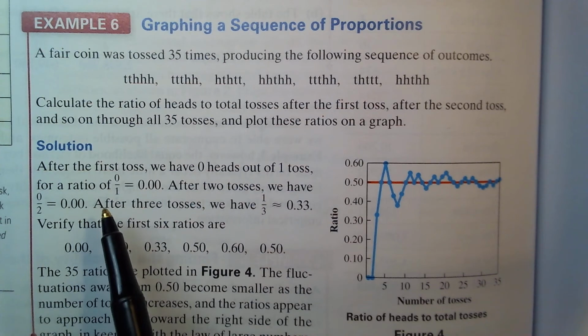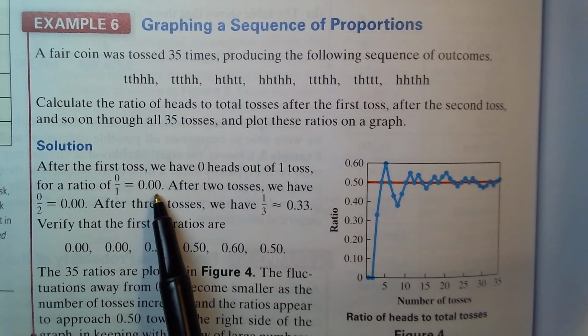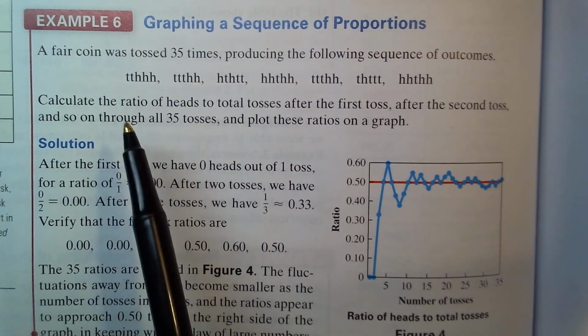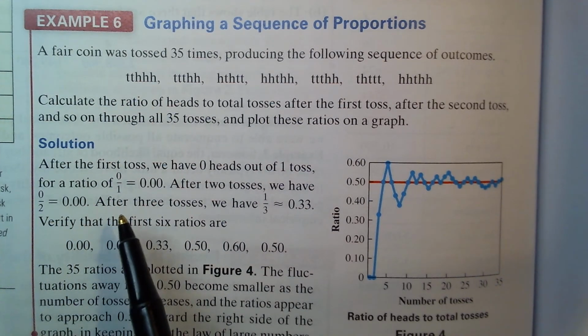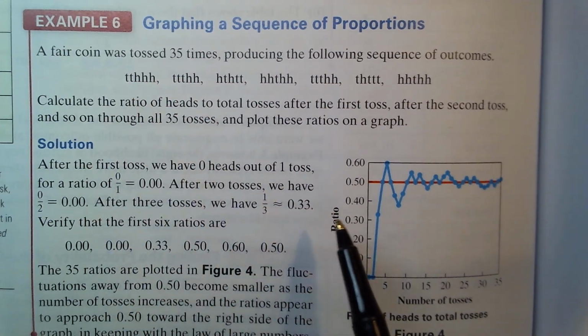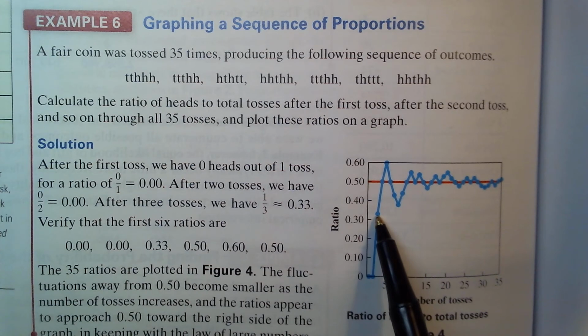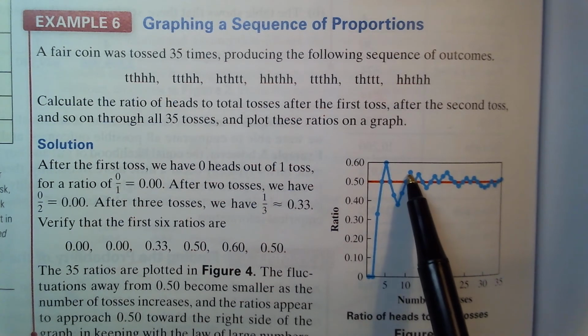After the first toss, we have 0 heads over 1, that's equal to 0. The second toss, it's the same thing. 0 divided by 2 is 0 also. After the third one, we have 1 head out of 3. So it gets up to this point. And as we compute these ratios, we see an interesting pattern emerging.